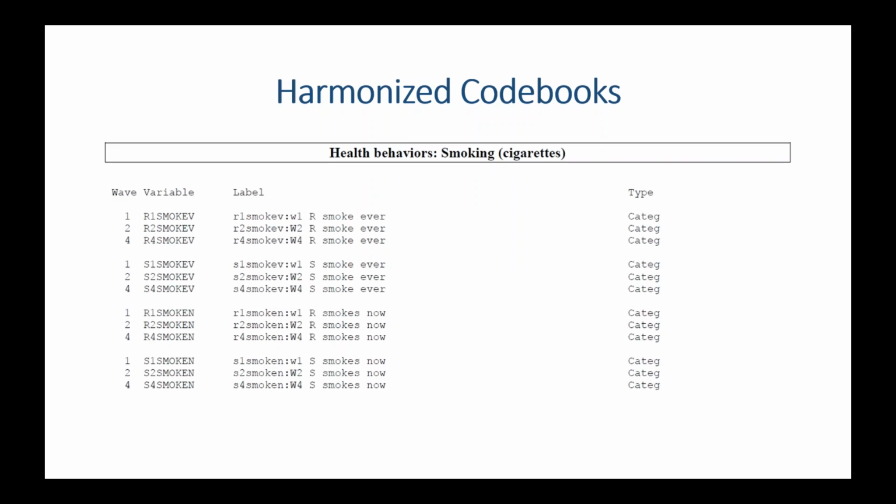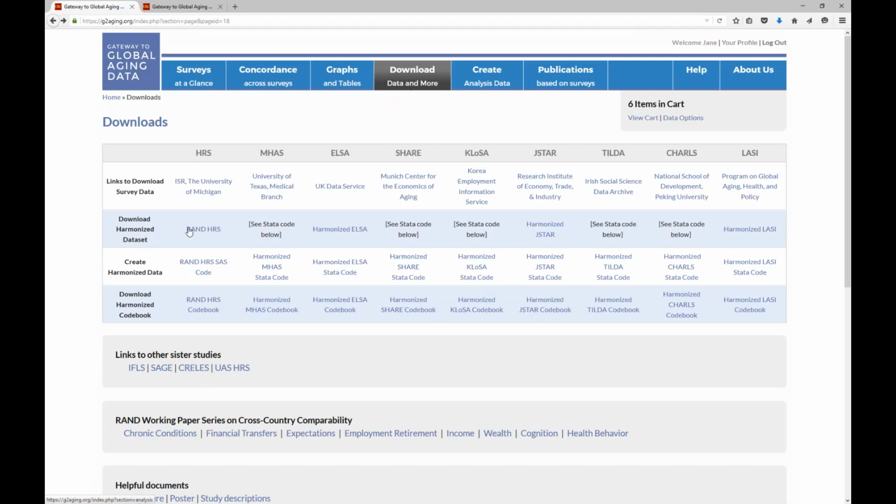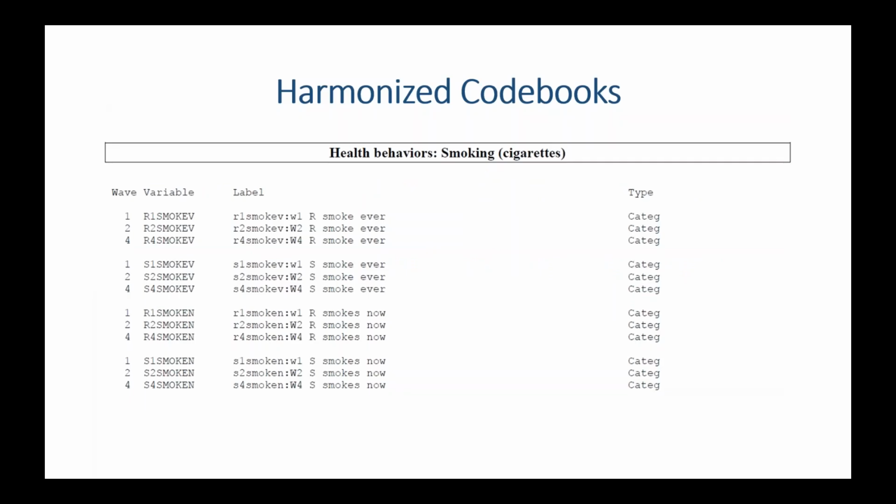So let's look at what a harmonized codebook looks like. Any of these codebooks can be downloaded from our downloads page. You can see here in this fourth row, we allow you to download harmonized codebooks. These are PDFs which are freely available for you to use with all of our documentation. So this is that smoking question from SHARE that we walked through before. You can see for all three waves that we have of SHARE, we produce two variables, which is smoke ever or smoke now. And we have both respondent and spouse level variables.